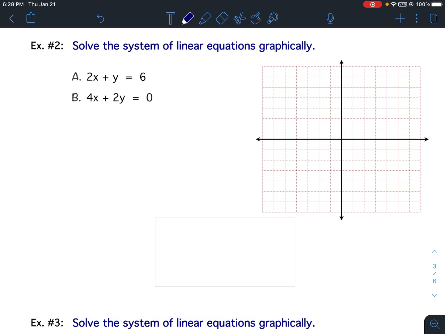Solving systems of equations graphically. Lesson 9 notes. Example number 2. Solve the system of linear equations graphically.